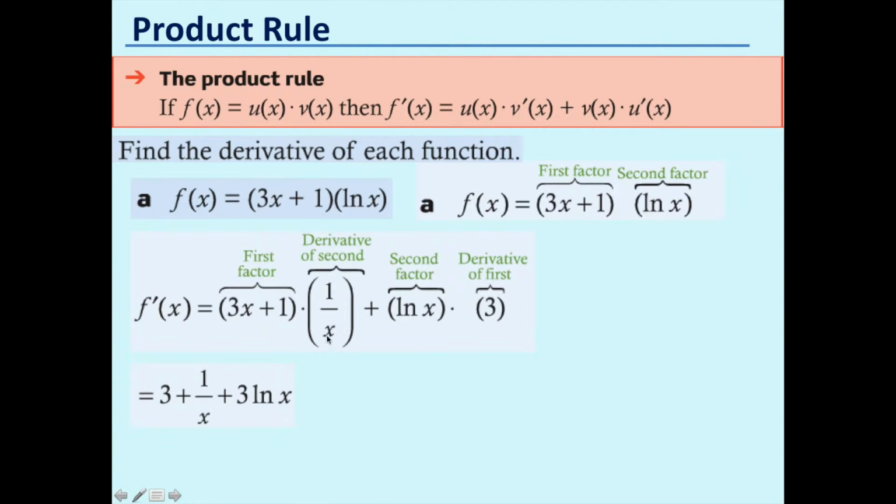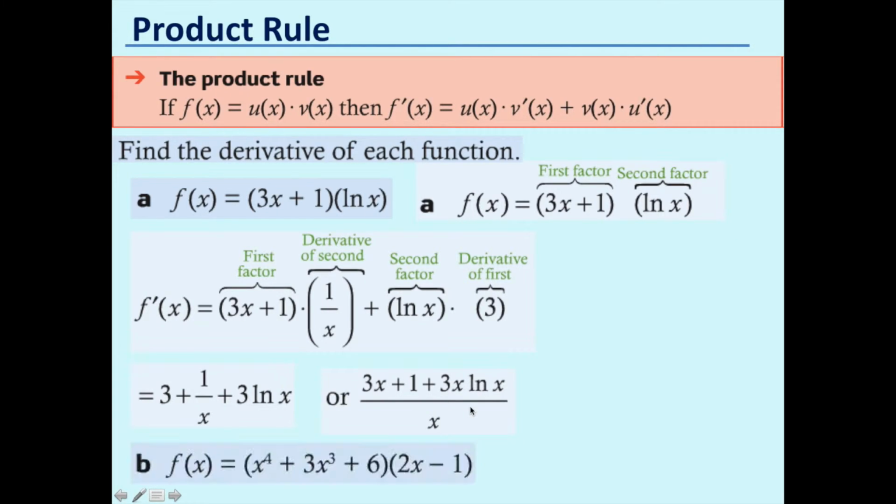Consequently, we can multiply out the brackets and we end up with 3 plus 1 over x. The 3x and the x cancel out. That's going to give us 1 over x plus 3 ln x. And we can write that therefore as 3x plus 1 plus 3x ln x all over x. So I suggest that you just pause the video here and then try and have a go at part B using the same approach. So here your second factor is going to be 2x minus 1. Your first factor is going to be x to the power 4 plus 3x cubed plus 6.